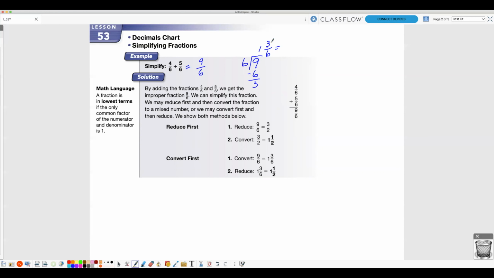Then you have to recognize that that 1 3/6 can be reduced to 1 1/2 because 3 divided by 3 is 1 and 6 divided by 3 is 2. And you have to remember there's 1 there for the whole number. So make sure you reduce.